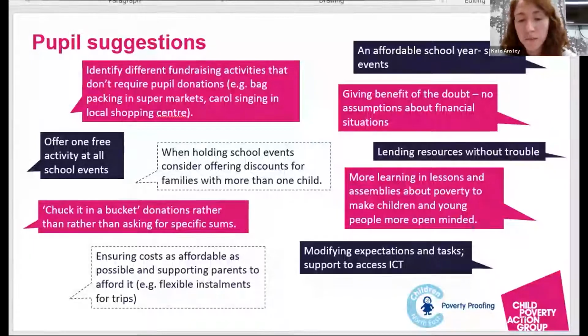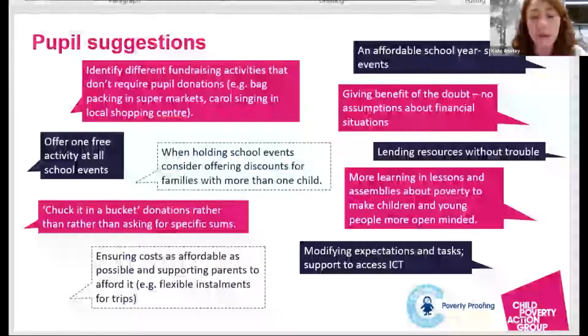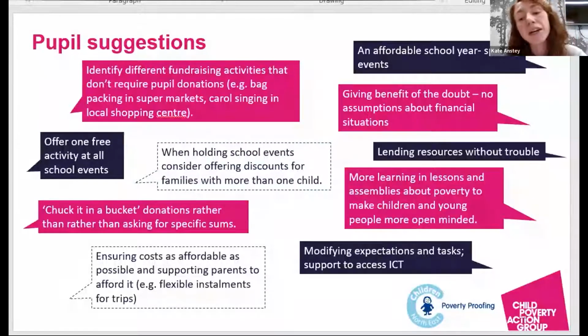And then the final one, just around thinking about those home learning tasks. Obviously, this came up a lot in the pandemic, that lots of children do not have the resources and tools that they need at home to be able to take part in learning. And there's obviously big solutions that we need to look at for that. But one pupil just suggested making sure that tasks and expectations take into account the fact that people might not have ICT or the support in order to get access to ICT. So just some ideas from pupils there.